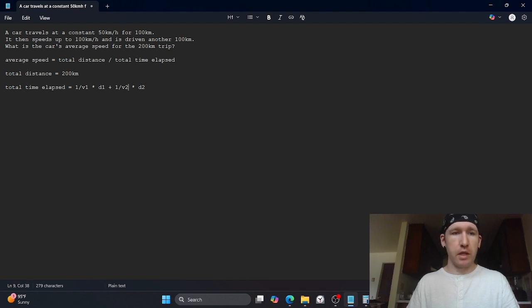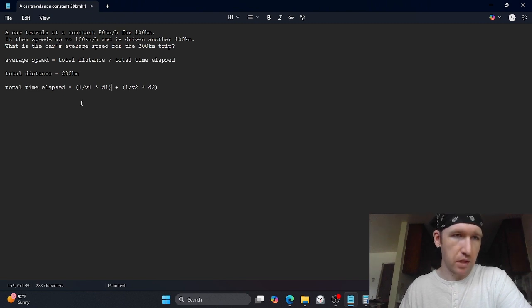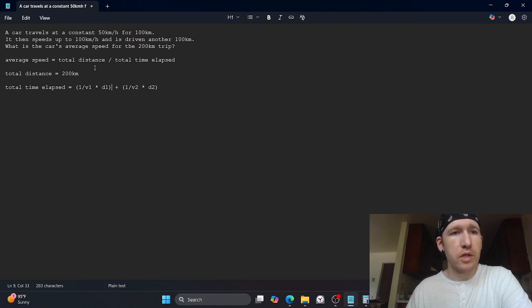And just for readability, PEMDAS will give us the correct result regardless of these parentheses, but simply for readability, I'd like to put those in there. So at this point, when we take the reciprocal of this, which is equivalent to this, we'll get h over 100 km times, or excuse me, h over 50 km times 100 km, that will give us 2 hours, I believe.